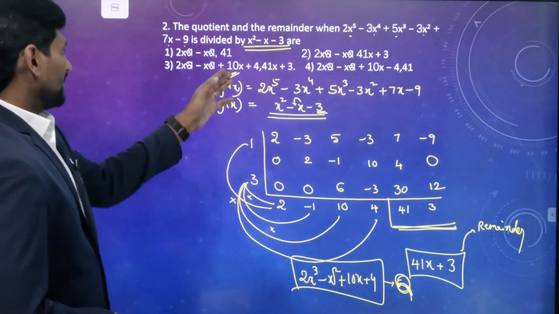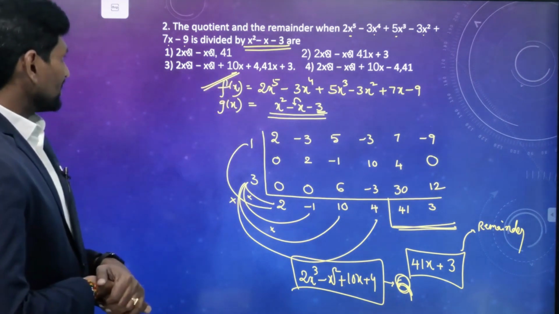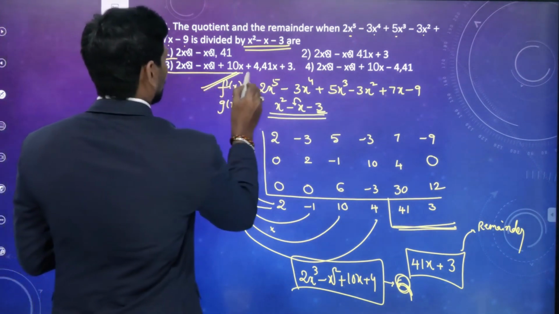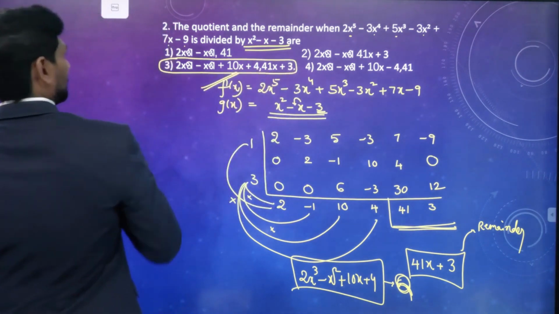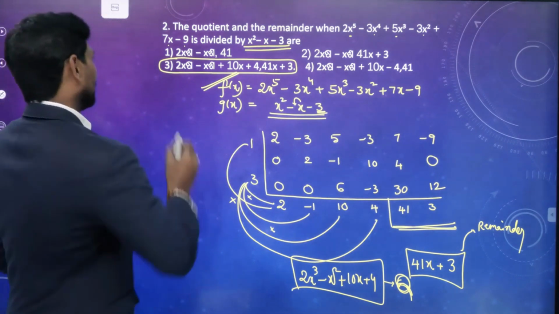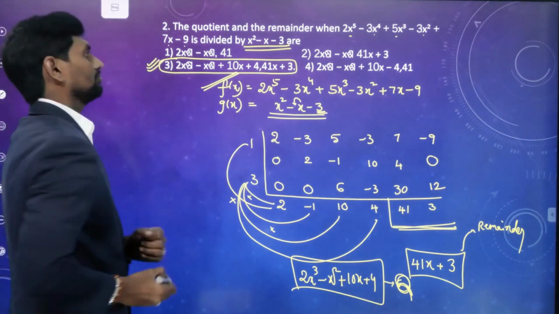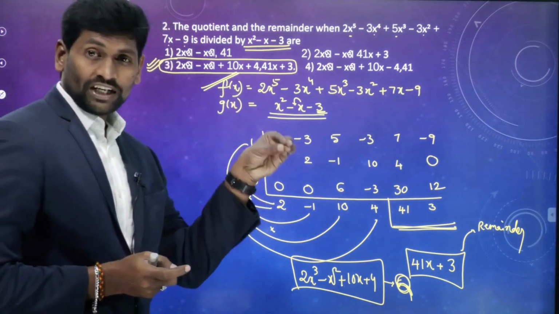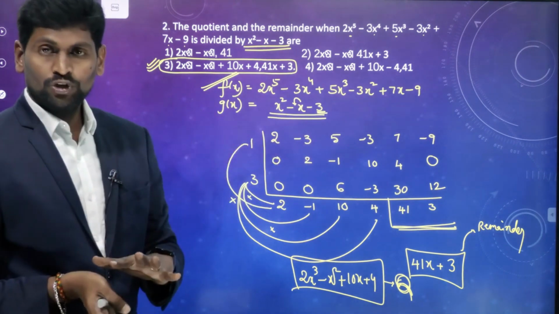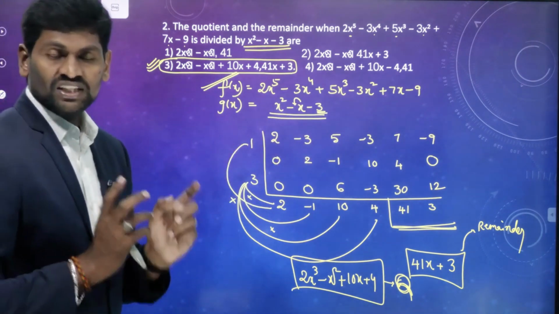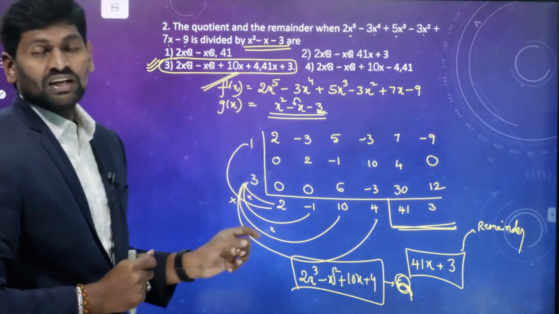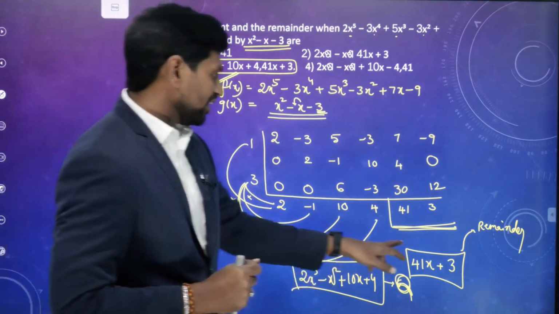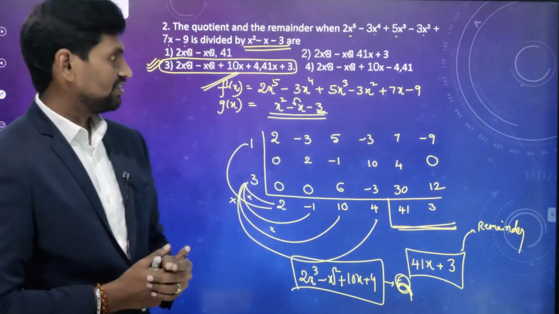Okay? Check here. 2x cube minus x square plus 10x plus 4. The third option, quotient and remainder, is given here side by side like this. So our required answer is 3, this one. Okay? So first, the biquadratic polynomial divided by a linear polynomial, we did the division by using synthetic division. And second, the fifth-degree polynomial with a quadratic polynomial, the remainder I got is a linear polynomial. Okay? Right.